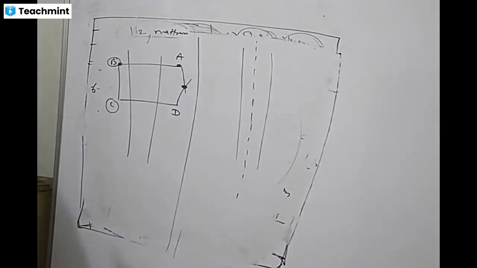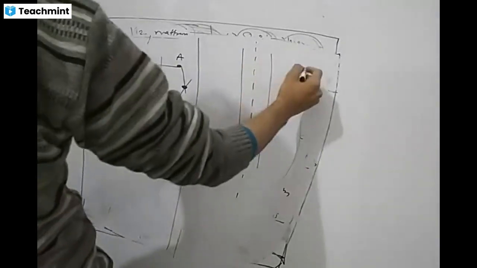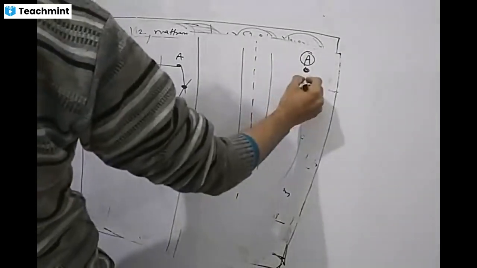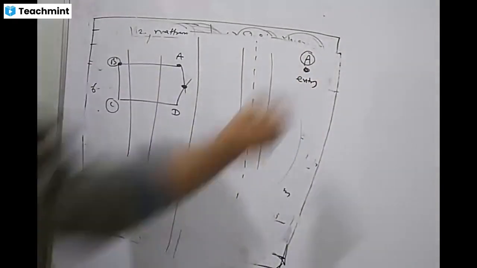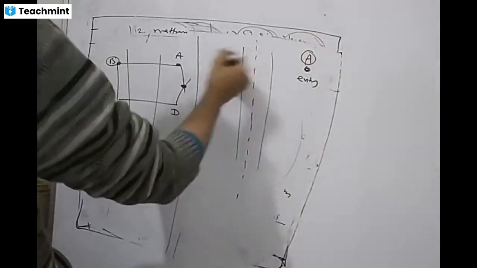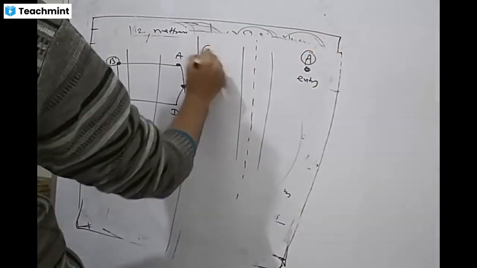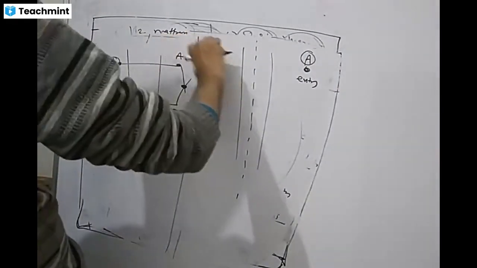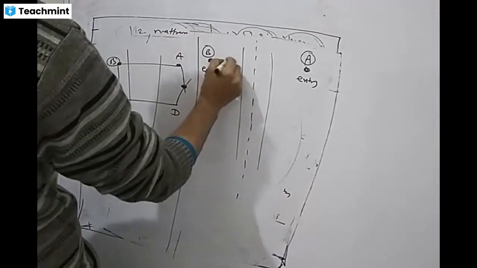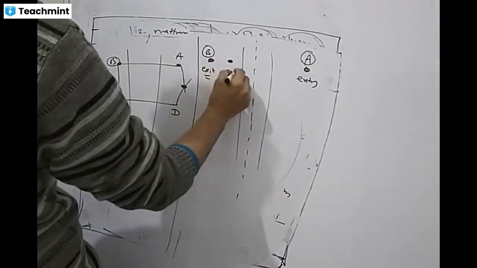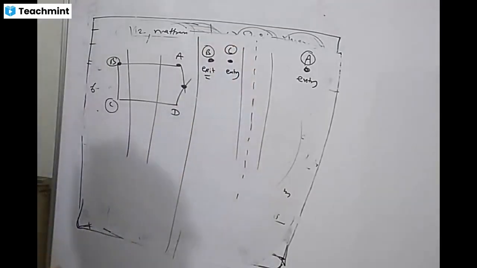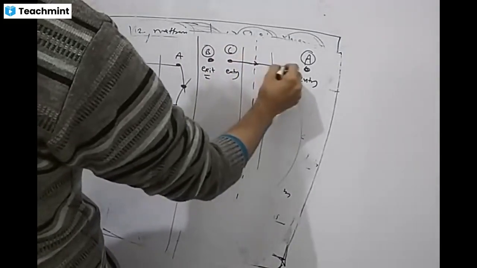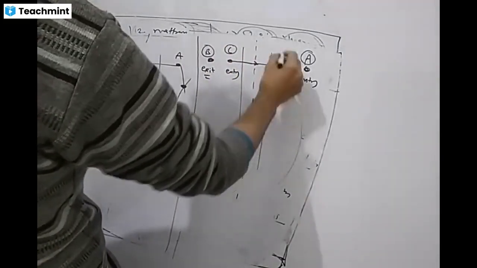In case of vertical mattress, this is the point A. This is your entry point. After going inside, we come out at point B. This is the exit point. Then we reverse the needle and enter here. This is again your entry point C. Then we cross the incision line and exit from the point D.